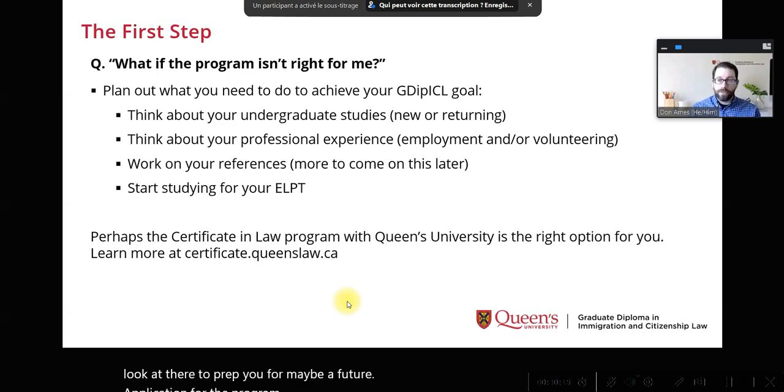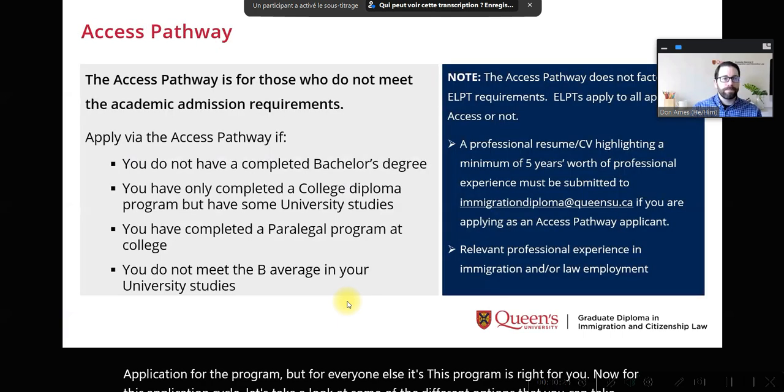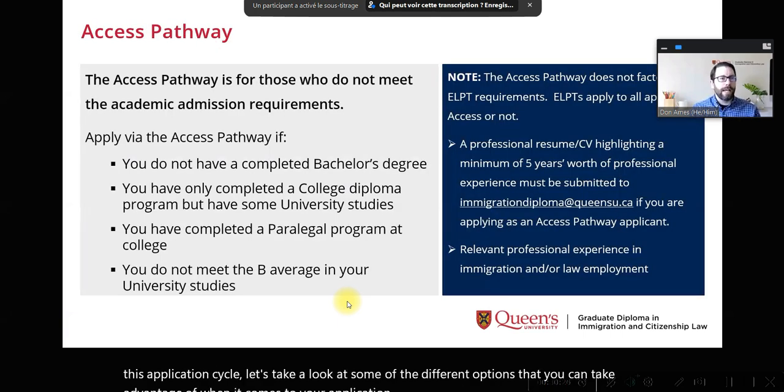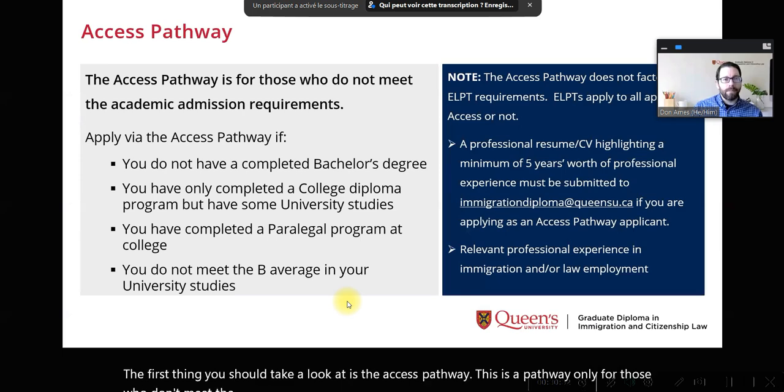But for everyone else, if this program is right for you now for this application cycle, let's take a look at some of the different options that you can take advantage of when it comes to your application. The first thing you should take a look at is the access pathway. This is a pathway only for those who don't meet the academic admission requirements. Access is not utilized for people who cannot get the English language proficiency test scores, who can't acquire the right references, and who can't provide a resume or CV.